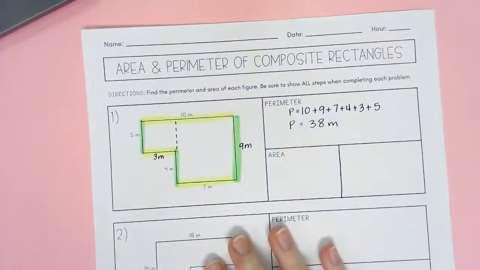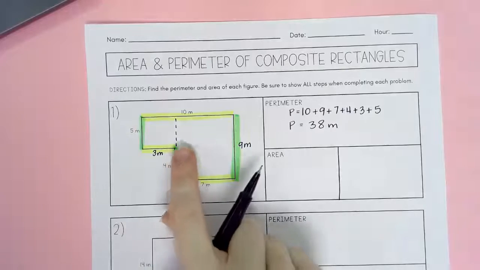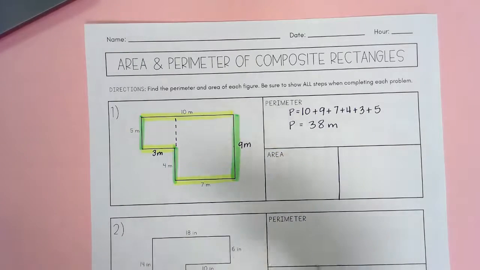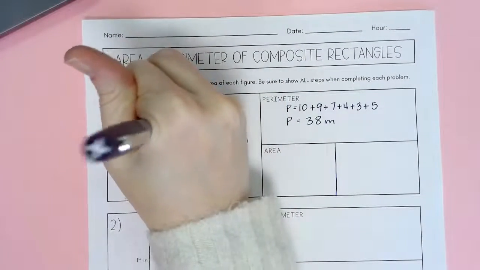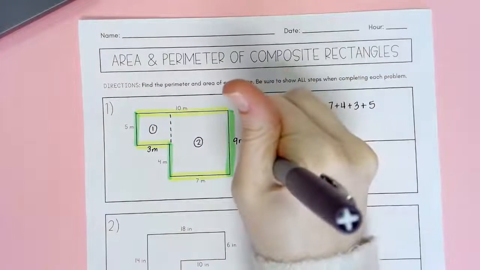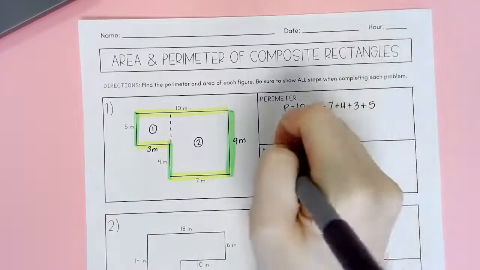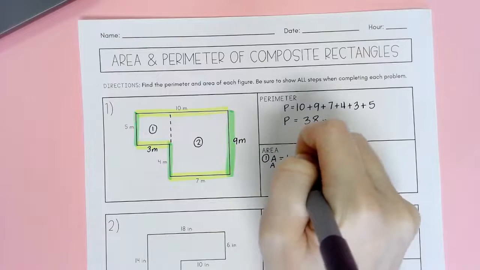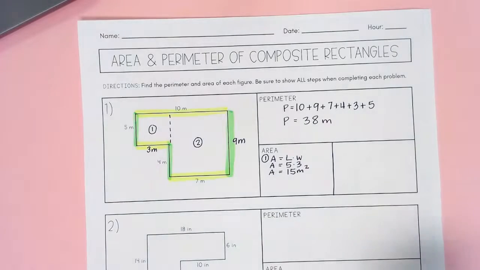So I can either cut my rectangle that direction to make two rectangles, or I can cut it this direction to make two rectangles. Okay, that's one option. So I'm going to follow through with that option. This I'm going to call shape 1, and this shape 2. So the area of shape 1: area equals length times width, area equals 5 times 3, area equals 15 meters squared.